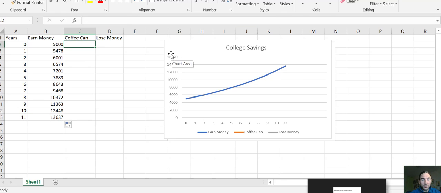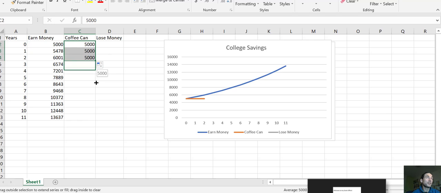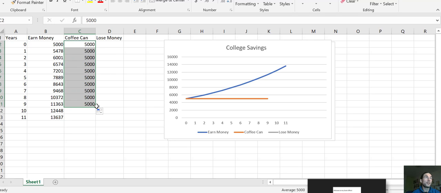Now, what happens if you just take your $5,000 and put it in a coffee can and bury it in the backyard? Well, you would have 5,000 to start with, and you would have 5,000 the next year, and the next year, and in fact 5,000 every year. And so 11 years later, you still have 5,000, which is a lot less than what you hopefully will get by investing it, right? But you've got to remember that we could also lose money.